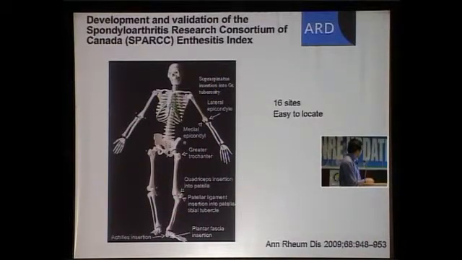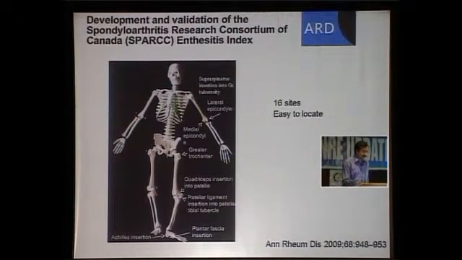The advantage is that they are easy to locate. See this: lateral epicondyle, medial epicondyle, then you have the quadriceps tendon insertion, patella, patellar tendon, plantar insertion, and Achilles tendon. All these are very, very easily accessible. You need not expose the patient, and very easily you can measure this. So this is the SPARCC index, and it's useful especially in a setting where you are doing clinical research and documenting things.